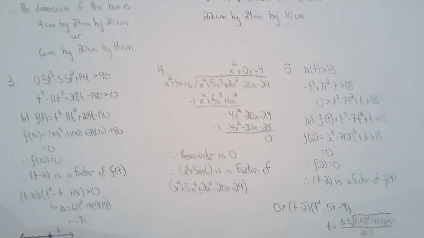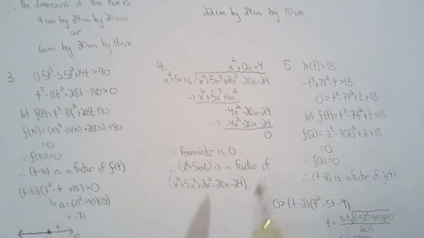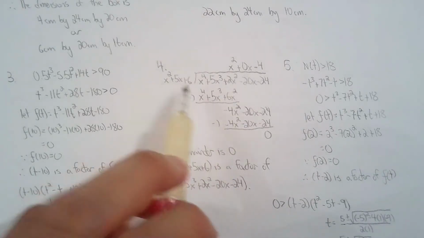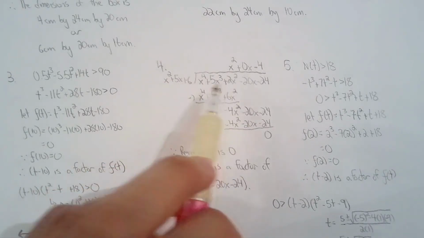Okay, for question 4, I was actually really torn doing this question. I really wanted to do the other way, but it was a little longer, so I showed you long division where the divisor is x squared plus 5x plus 6 and the dividend is the quartic.